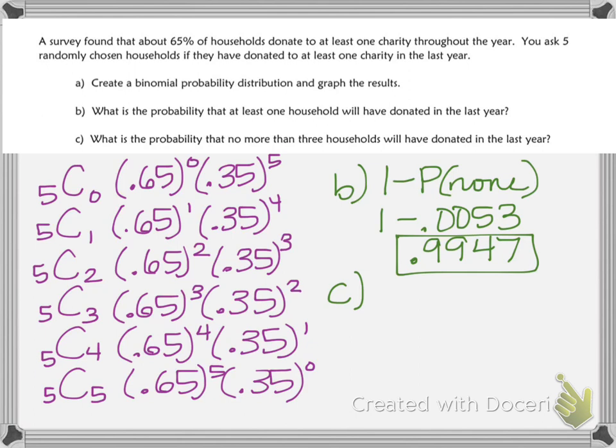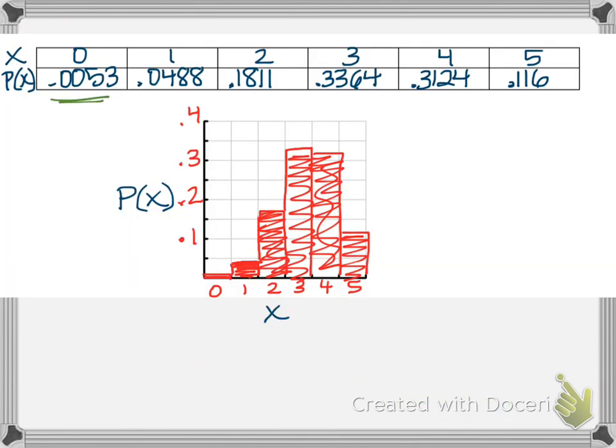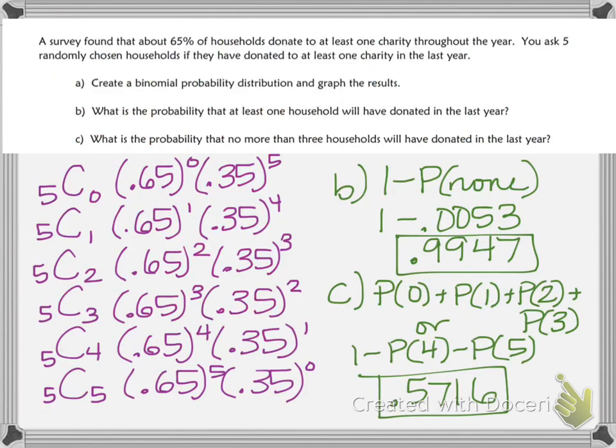And then for letter C, you have a couple options here. So no more than 3 households. You could do the probability of 0 plus the probability of 1 plus the probability of 2 plus the probability of 3. You could also do 1 minus the outcomes you don't want, which would be the probability of 4 or the probability of 5. Either way, you get an answer around 0.5716. And again, that would come from just adding up these numbers right here, or taking those 2 numbers and subtracting them from 1.